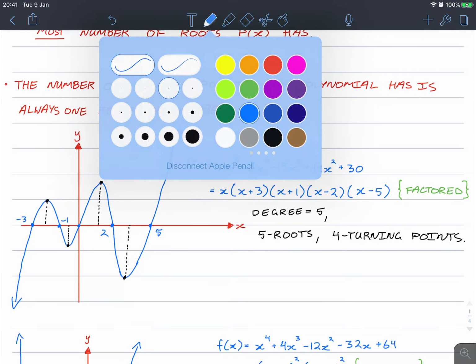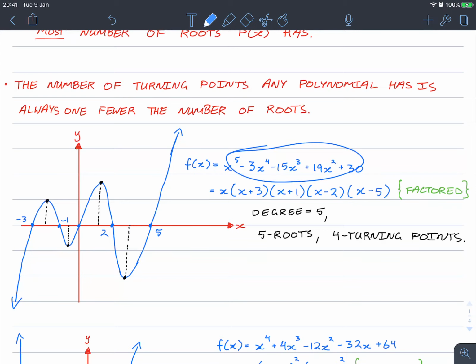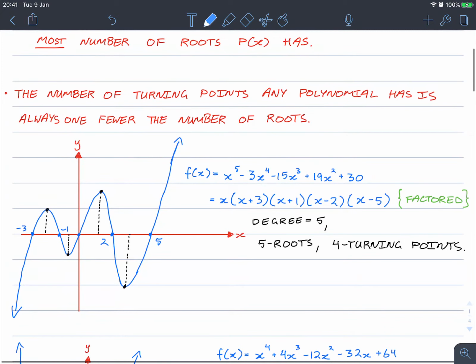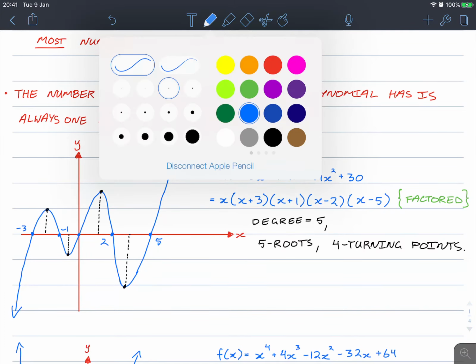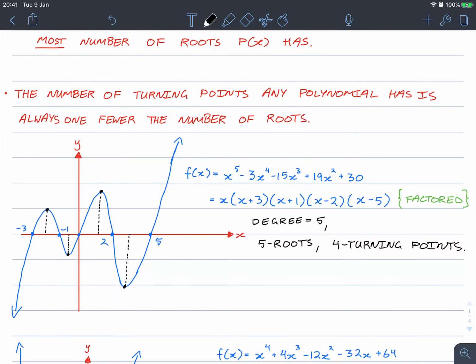So let's take, for example, a look at this very big polynomial here. It has degree 5, and this has been factorized for us. So we can see it has the roots negative 3, negative 1, positive 2, positive 5, and 0. Notice how it has degree 5, and so it has 5 roots at most.